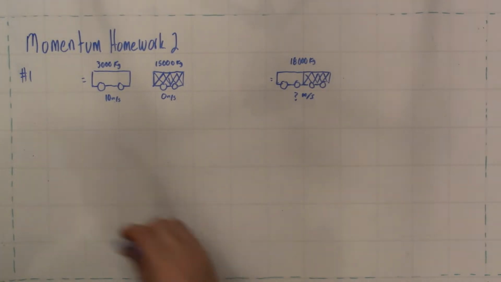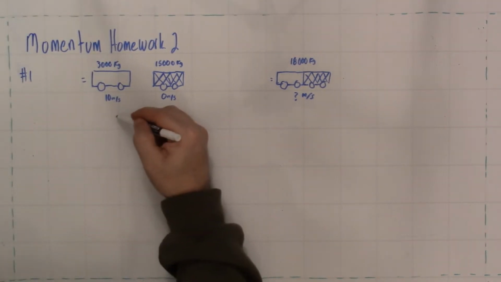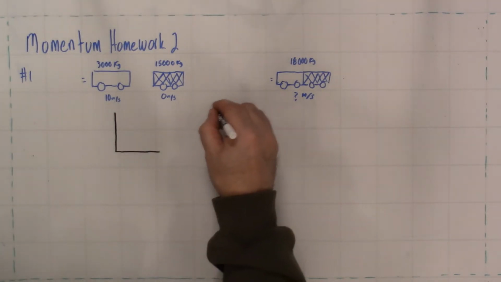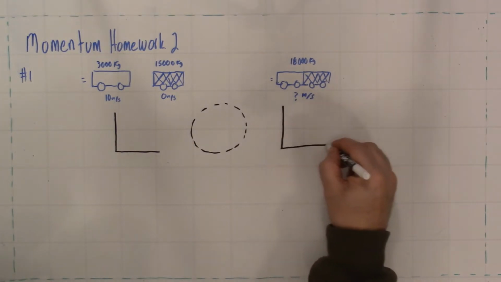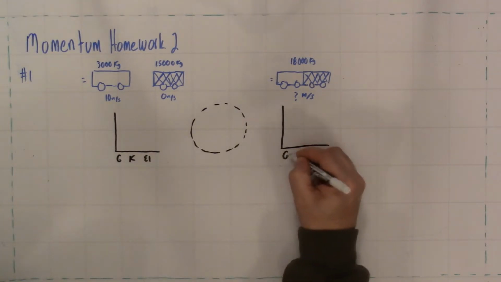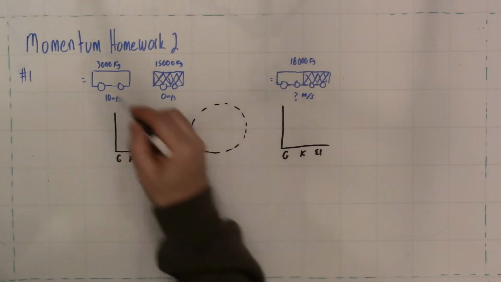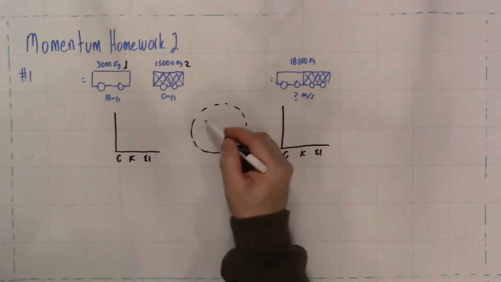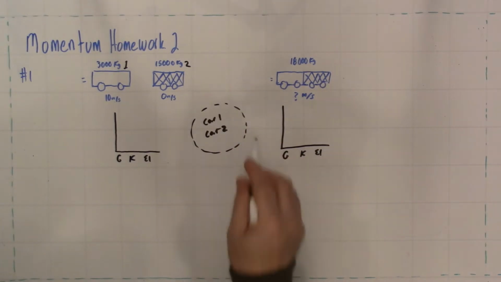So that's the basic setup of the question. So let's see what the bar charts look like. If I go to do the energy bar charts, I have the before side and the after side. This is gravitational, kinetic, and elastic. This is gravitational, kinetic, and elastic. And in here we have, we'll call them, train car 1 and train car 2. I don't think there's anything else in our system.